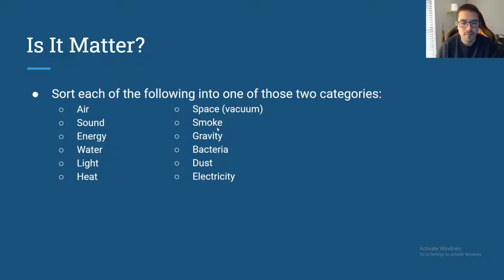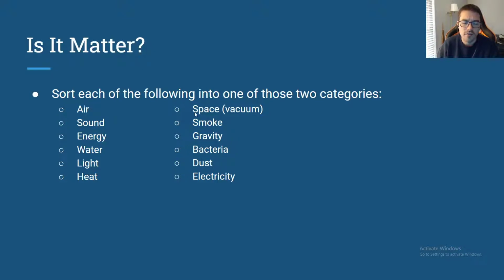Smoke, like coming off of a campfire or a barbecue fire, is actually made up of little tiny solid particles of ash. And so smoke does technically have mass and it takes up space, so this counts. Gravity does not. Gravity is a force that keeps you glued to the earth, but it doesn't have mass or volume. Bacteria, little tiny things that live on your skin and in your stomach and all over the earth, have mass and they take up volume, so those count.